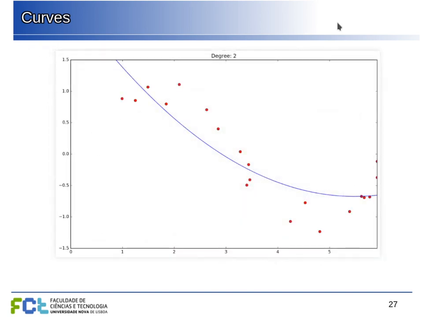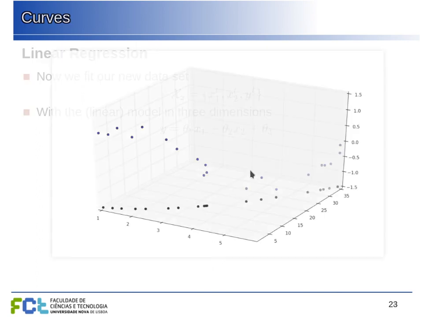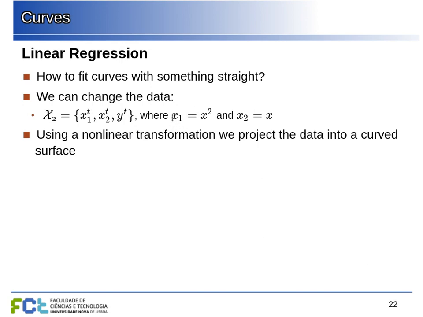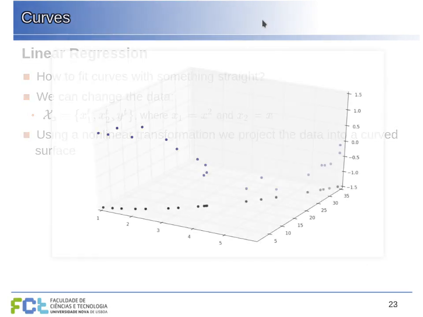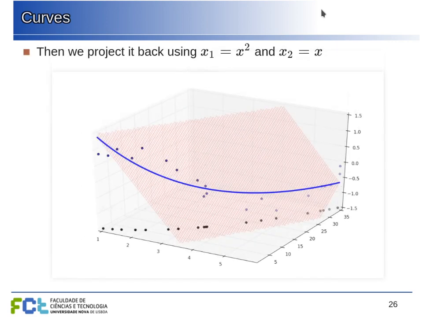It's the equivalent of fitting our data with a polynomial curve of degree 2, because if you recall, this coordinate here is actually just x squared. So we did this transformation here. What we have is a polynomial of degree 2, where we have theta 1 multiplied by x squared, theta 2 multiplied by x, and then a constant. It's the same thing, but we can think of it as a linear model in 3 dimensions and then project it back by that nonlinear transformation.